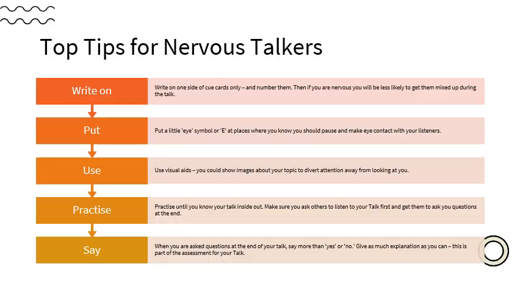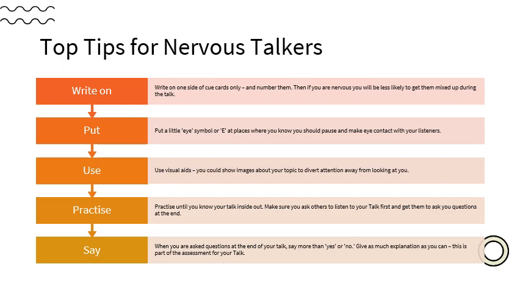Here are some top tips for nervous talkers. You may wish to write on only one side of your cue cards and number them. Sometimes if you're nervous, it's easy to get them mixed up, and this is less likely to happen if you only write on one side. Put a little I symbol, or E, at places where you know you should pause and make eye contact with your listeners. This will force you to slow down, breathe, take a pause, and make sure that you're contacting your audience with your eyes.